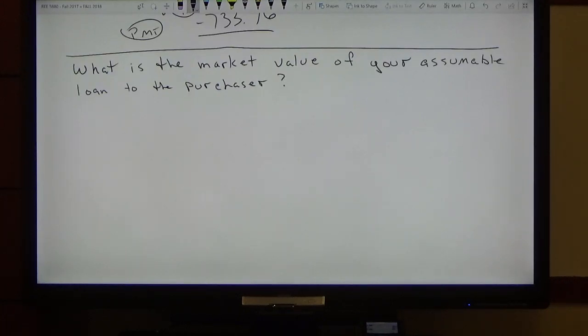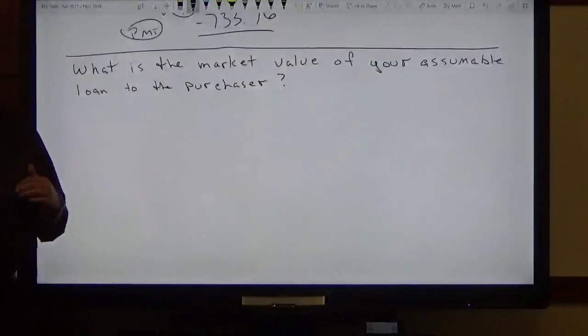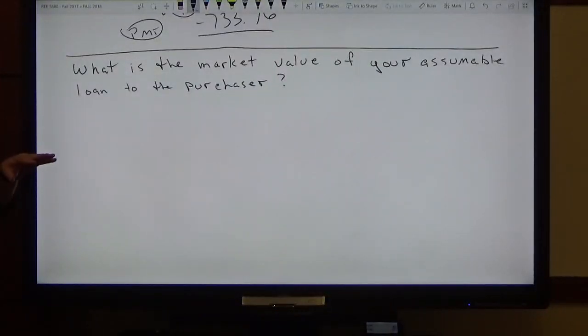Okay, so the fundamental question that we're trying to answer is, what is the market value of your assumable loan to the purchaser? To get there, let's work through another similar problem and give a little twist on it just to make sure that you're good with this. Okay, clear everything out.